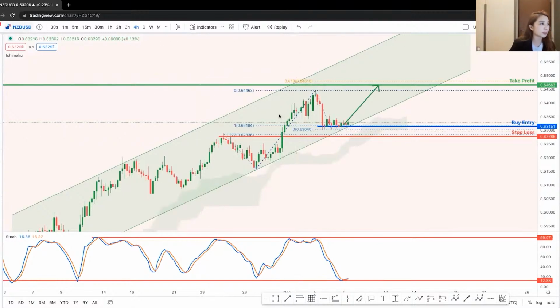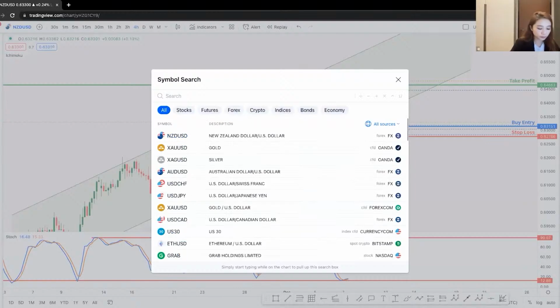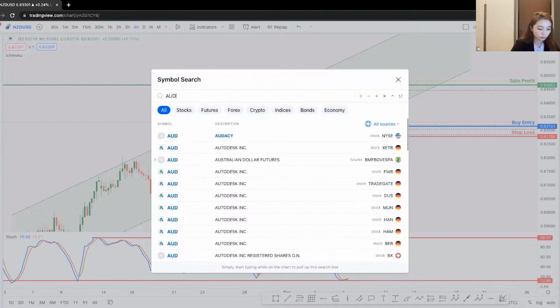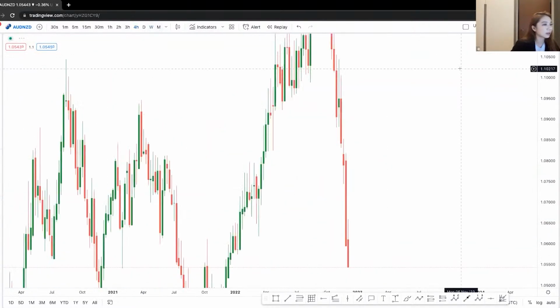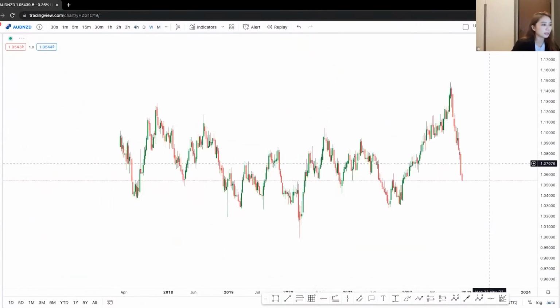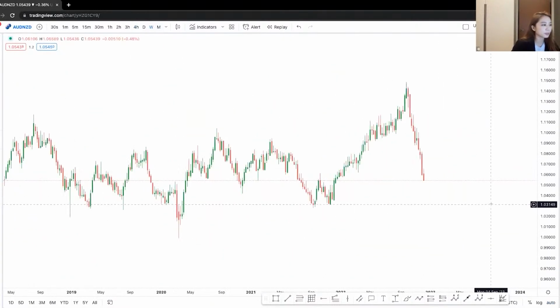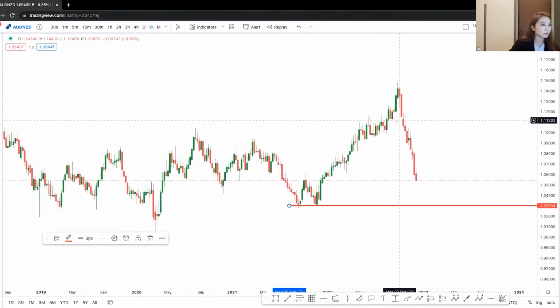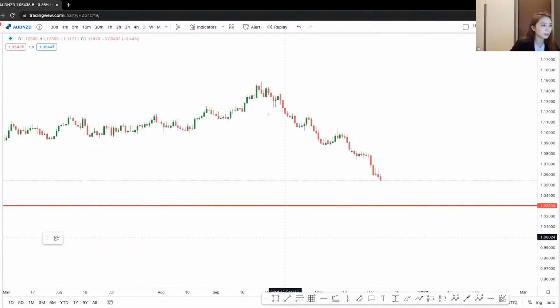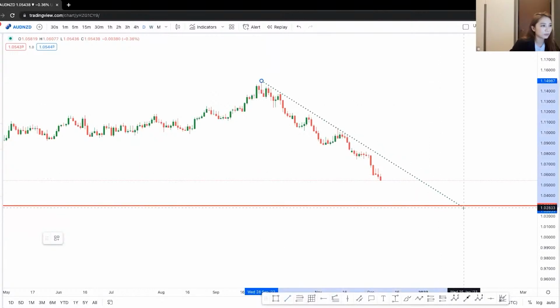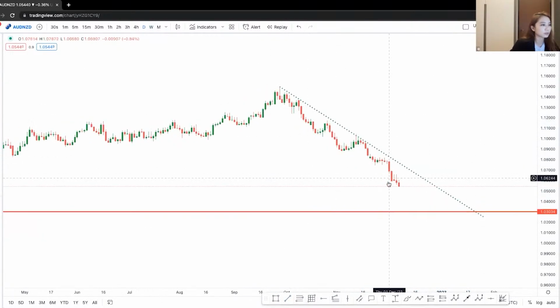Okay, let's move on to the next pair. Let's do unusual pairs like Aussie Kiwi. Let's do it on the weekly basis, with an upcoming support here. Strong decline from the resistance here. Okay, let's look at daily. We can see a very, very strong down.